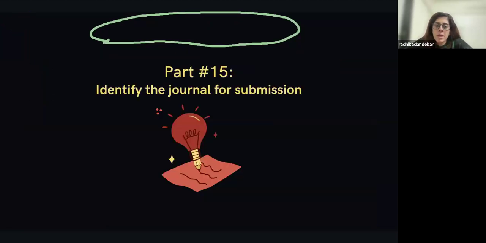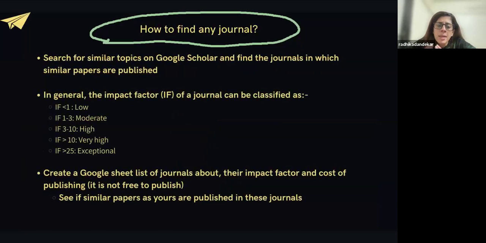After you've finished writing the entire manuscript, now is the time when you identify a journal for submission. So how do you identify this journal? First of all, you go to Google Scholar, and then you find the journals where similar papers are submitted. It's completely impossible that you are doing some novel research that nobody has ever worked upon, so it's advisable for you to find the journals in which similar papers are published.